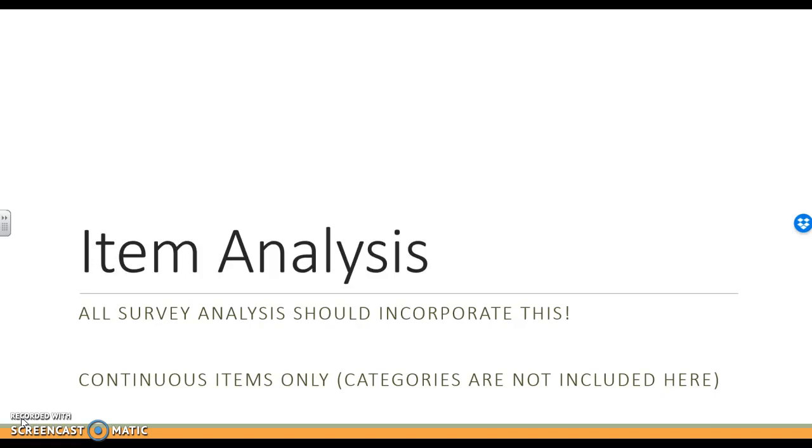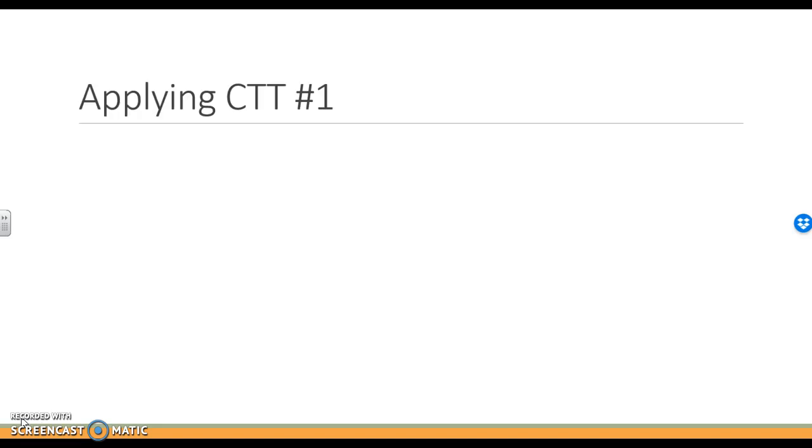So for item analysis, this is something that all surveys should do. And for this, we are looking at your continuous items. So continuous items are the rating scales, typically agree to disagree or frequency or some sort of a rating. You are not doing this with your categorical items. So if you asked race, ethnicity, grade, location, those kind of questions are not used here. You would do descriptive analysis on those and describe them differently.